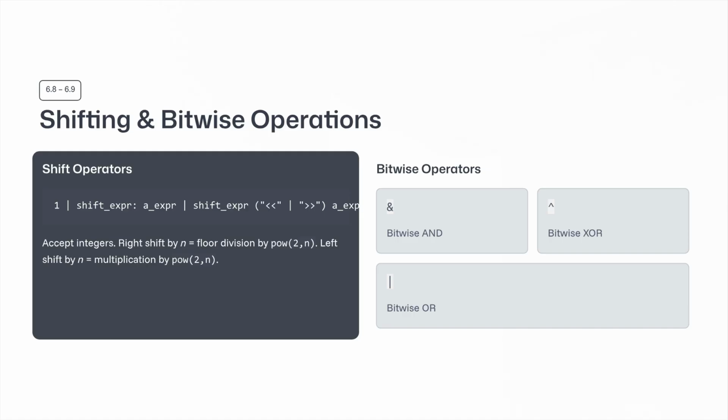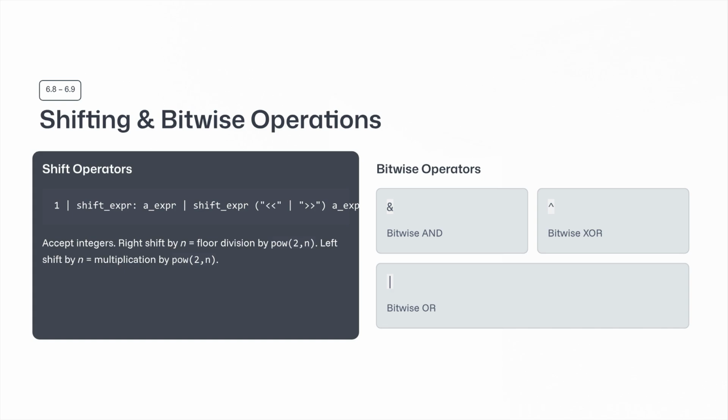Section 6.8 and 6.9. Shift and bitwise operators. Left column shows the shift grammar. A shift expression is an arithmetic expression, or a shift expression shifted left or right by an arithmetic expression. Left shift, double less than, shifts bits left, equivalent to multiplying by 2 to the power of n. Right shift, double greater than, shifts bits right, equivalent to floor division by 2 to the power of n.